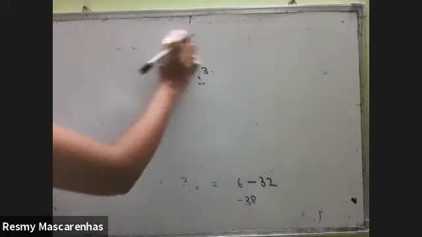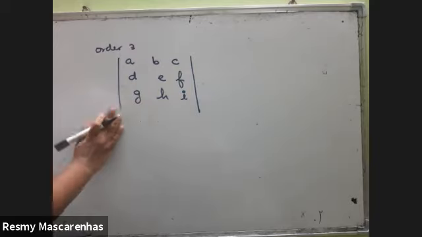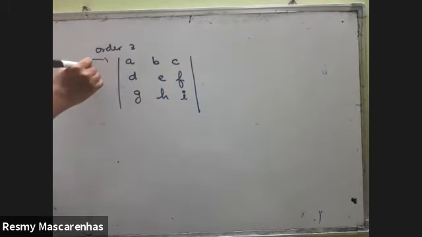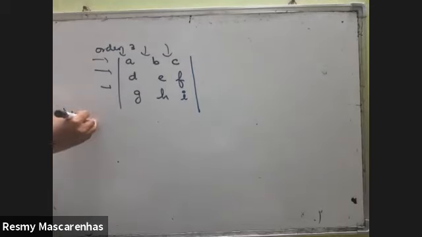Order 3 means there will be 3 rows and 3 columns: A, B, C, D, E, F, G, H, I. So this is 3 rows, 3 columns. How to find a value? How to solve this determinant?